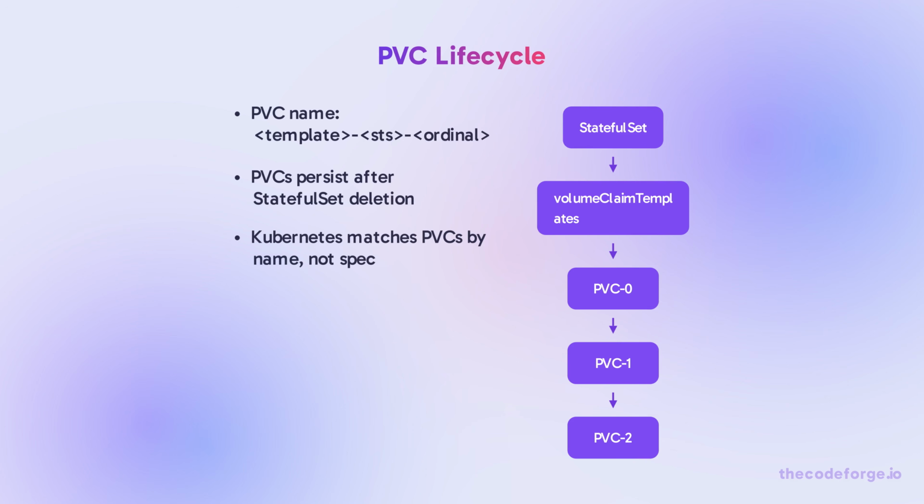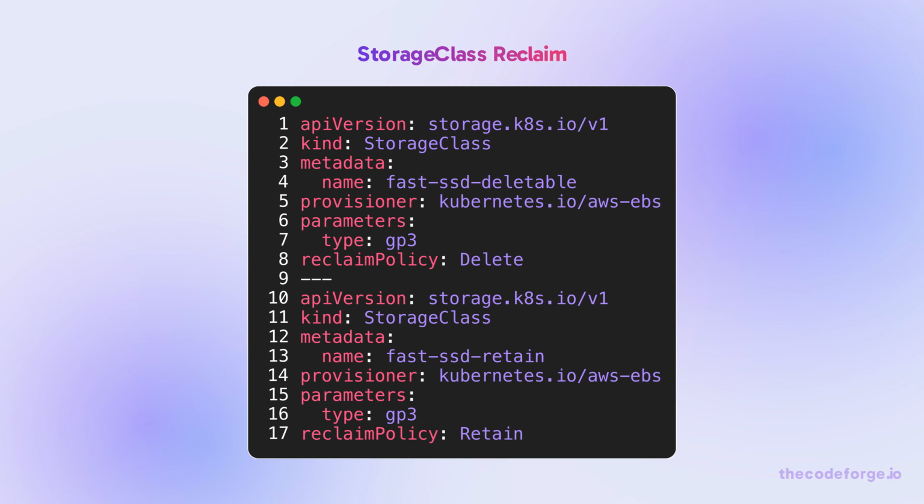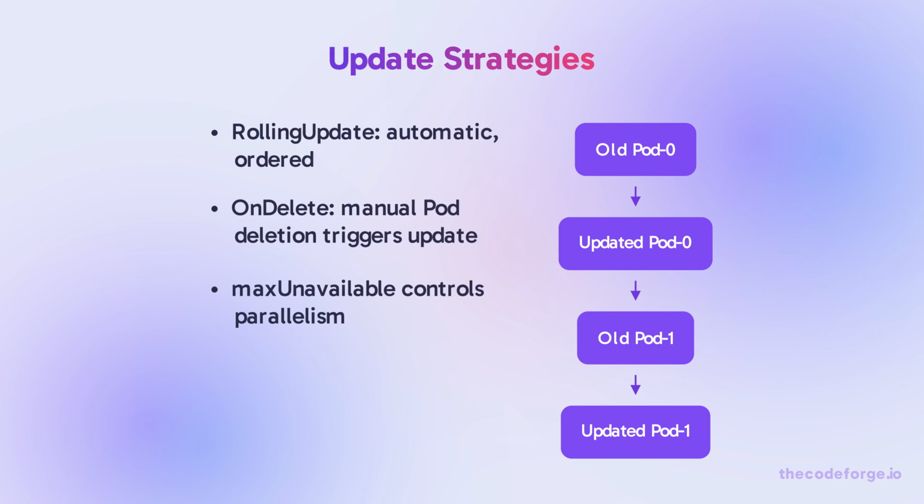VolumeClaimTemplates creates PVCs with deterministic names. These PVCs are not deleted when the StatefulSet is deleted. They persist, consuming storage. The storage class reclaim policy determines what happens to the PV when the PVC is deleted. Delete removes the data, Retain keeps it. Choose wisely.